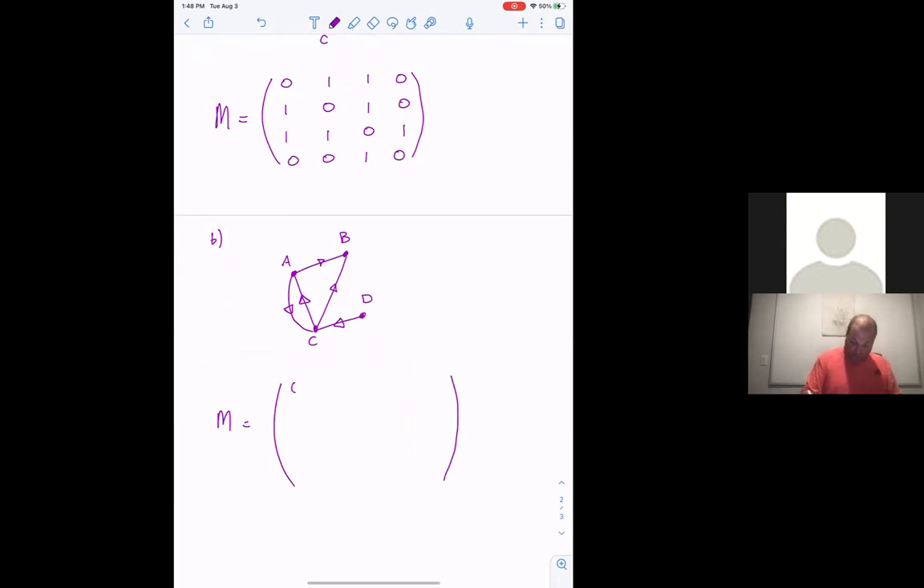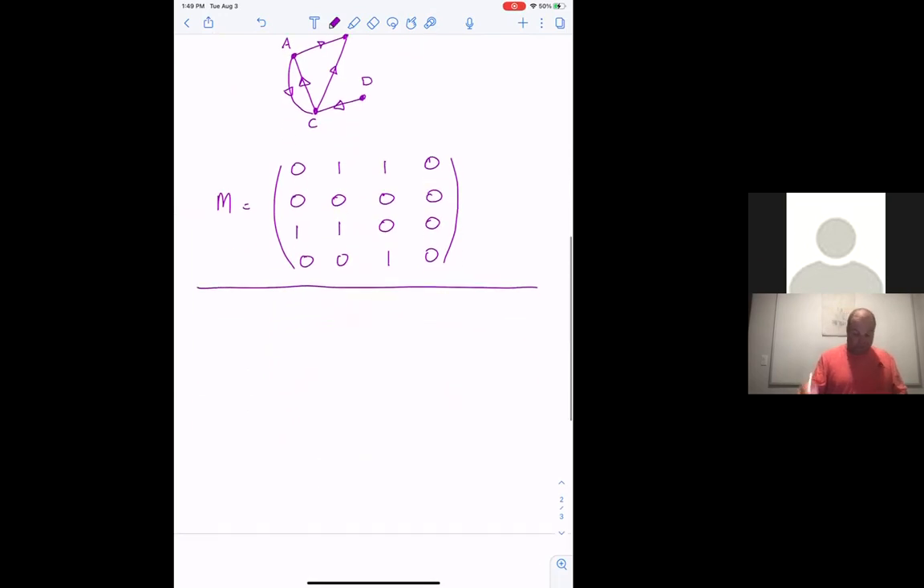Well, let's see, A does not go to A. A goes to B 1 time. A goes to C 1 time. A does not go to D. B does not go to A. B does not go to B. B does not go to C. B does not go to D. C goes to A once. C goes to B once, C does not go to itself, and C does not go to D. And D only goes to C one time. So we have this adjacency matrix, which is kind of close to the previous one, but got some zeros instead of ones in some places because some of the directions are only one-sided.